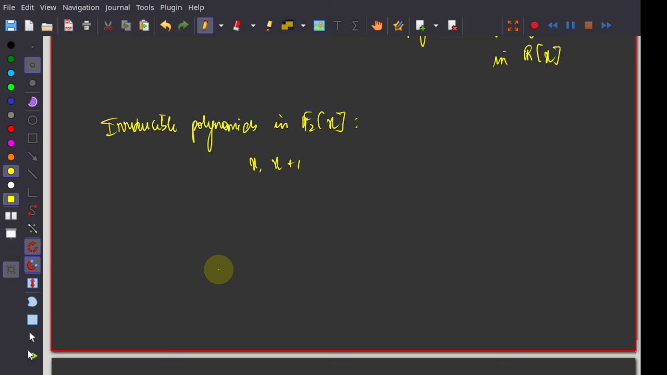Remember, it's the binary field. x plus 1 into x plus 1 gives you x square plus 1. Basically x square plus x plus x plus 1, but x plus x is 0. So x square plus 1 is not irreducible. What else? Any other polynomials? x square plus x?